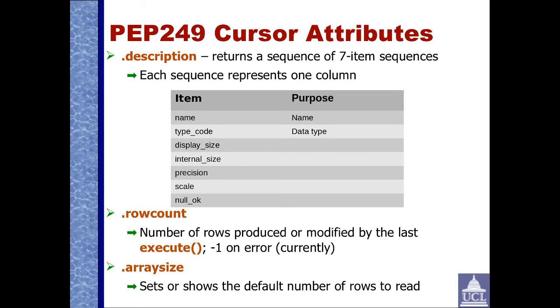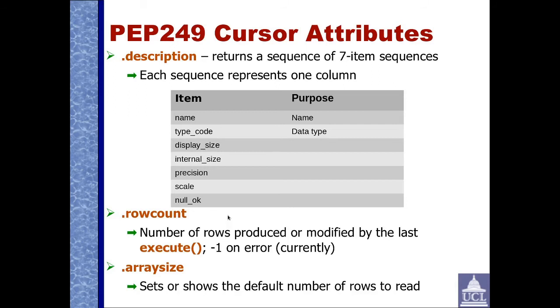Now, the cursor allows you to do lots of different things. For one thing, it has an associated description method, and that returns a sequence of 7 item sequences. Each sequence represents a column, and it contains things like the name of the column, the data type, the size it's going to be displayed at, its internal storage size, and so on. So that allows you to obtain information about the database.